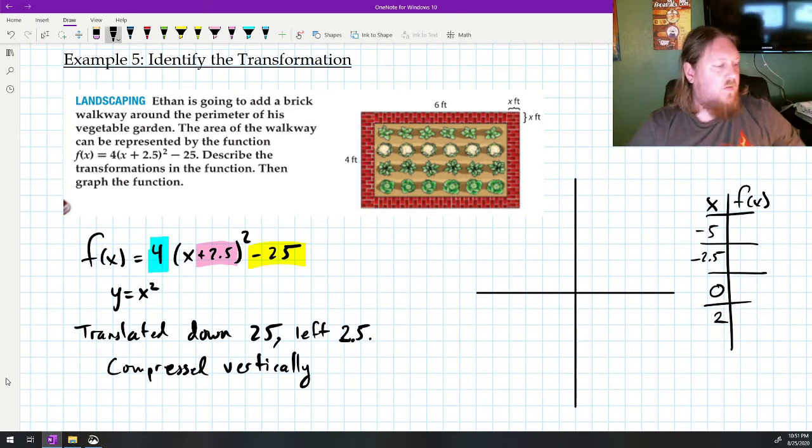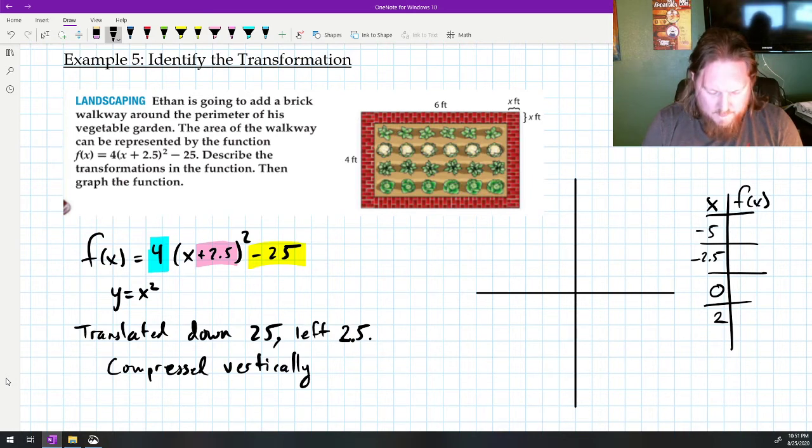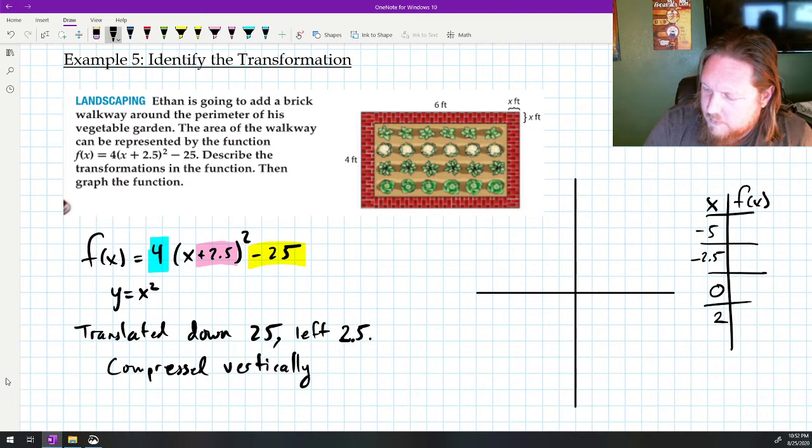So I'm going to plug these values into my calculator. I'm just going to calculate them all real quick. I assume that you can plug these in your calculator. Be very careful about your parentheses here. So 4 parentheses, negative 5 plus 2.5, end parentheses, square it, and then subtract 25. And I get, oh, look at that. When I plugged in that negative 5 there, I got 0 as an output.